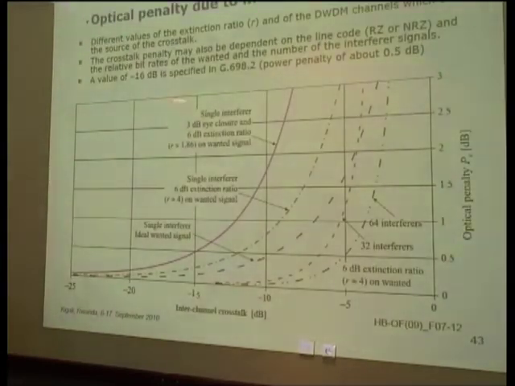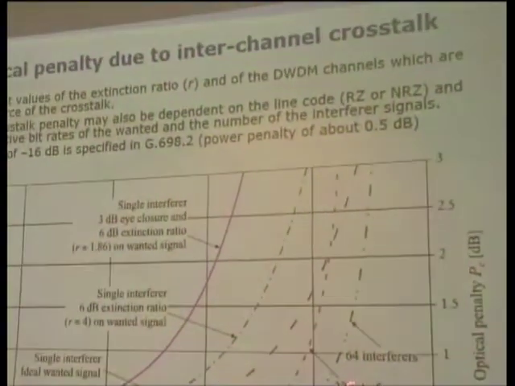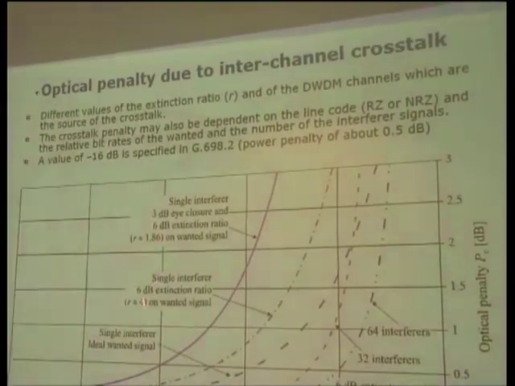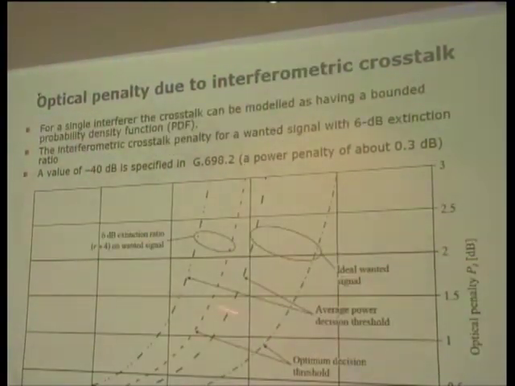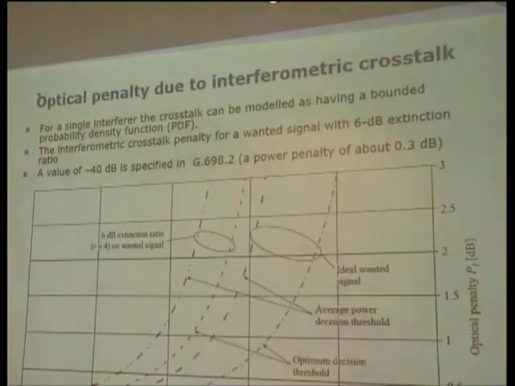This figure in your handbook is a bit complicated, so I won't describe it in detail, but this is for inter-channel crosstalk. This is the inter-channel crosstalk value and the optical penalty value. There are many combinations of system parameters like that. Okay. And this is also for interferometric crosstalk. The calculation results are described in G.698.8.2. So as you can see, this value is so problematic for an optical system.